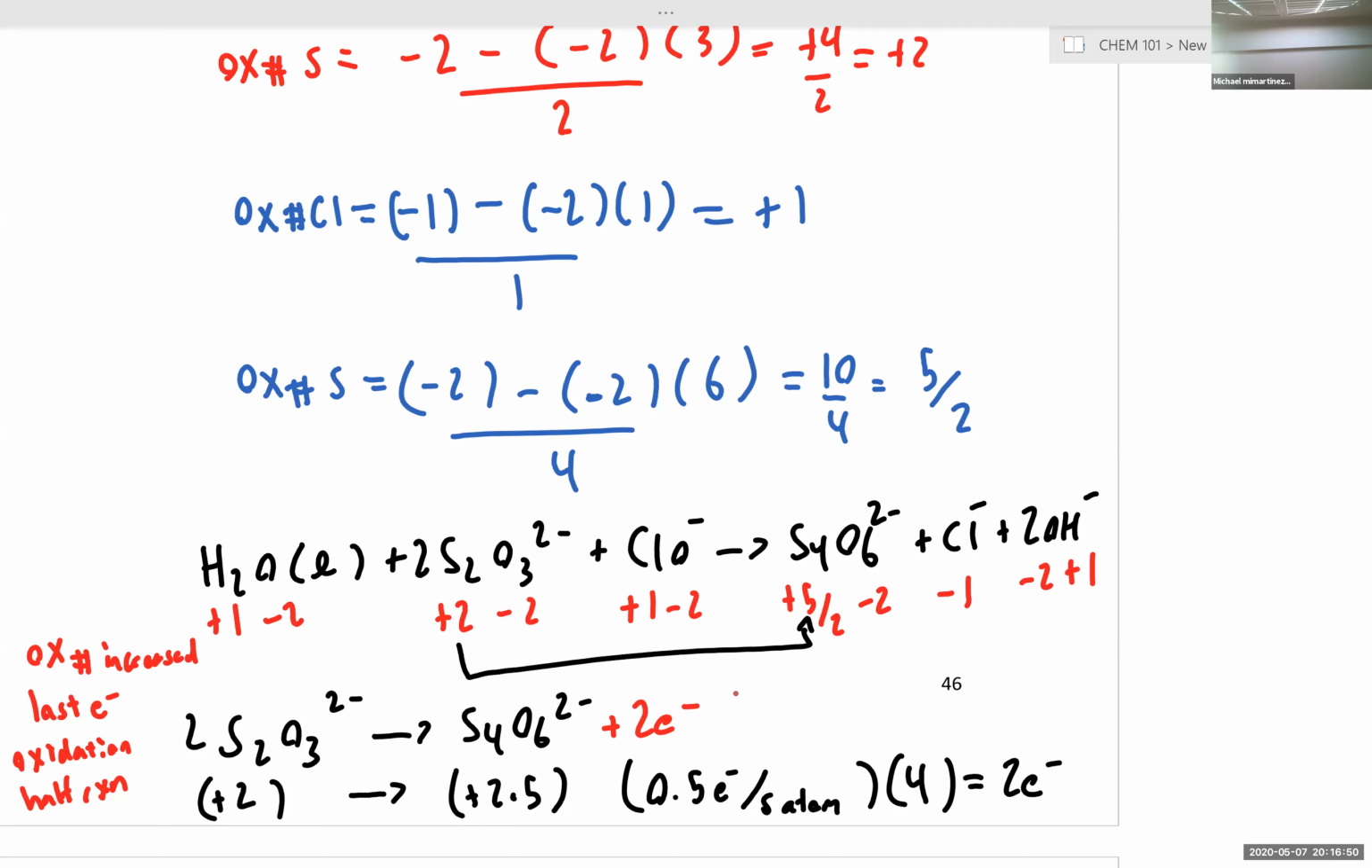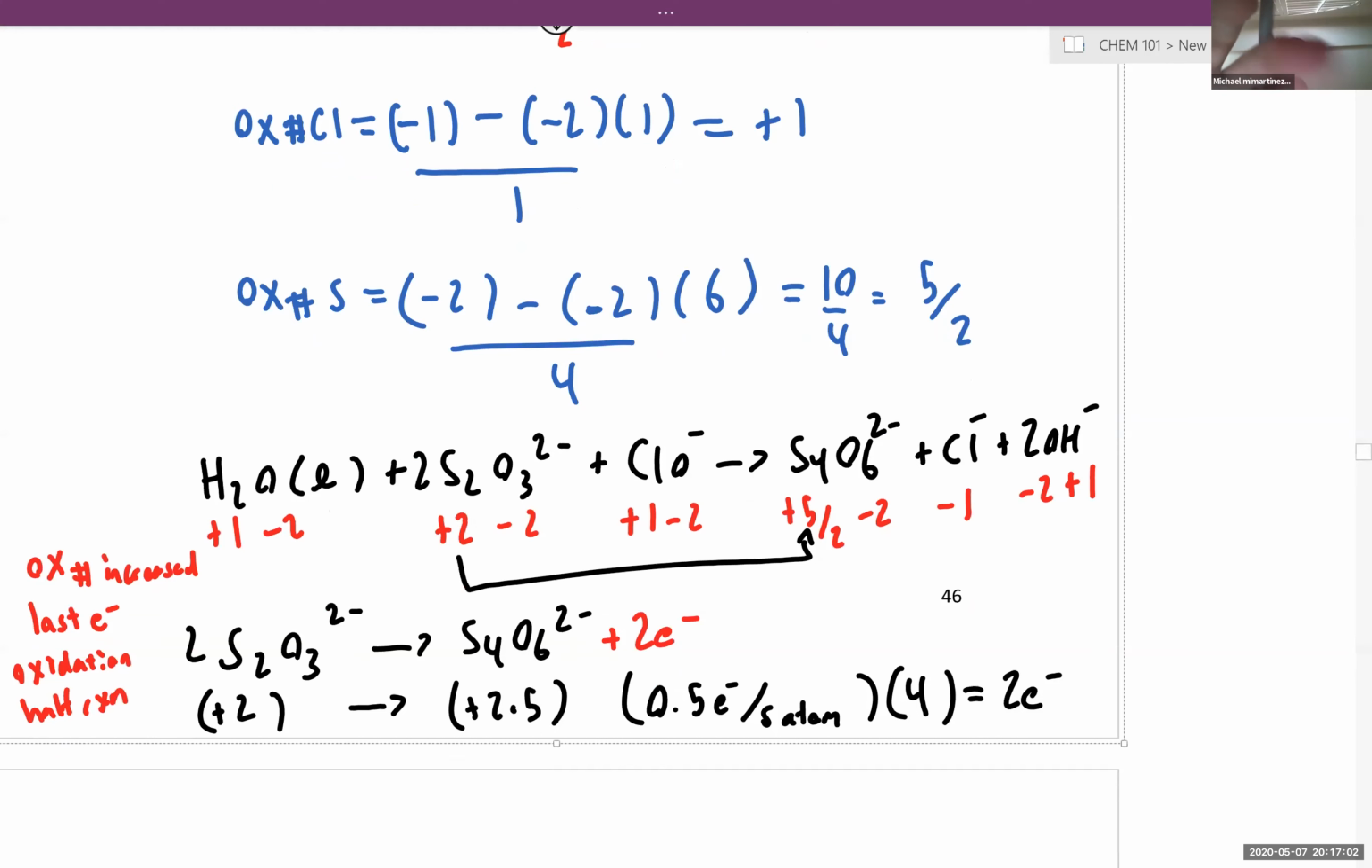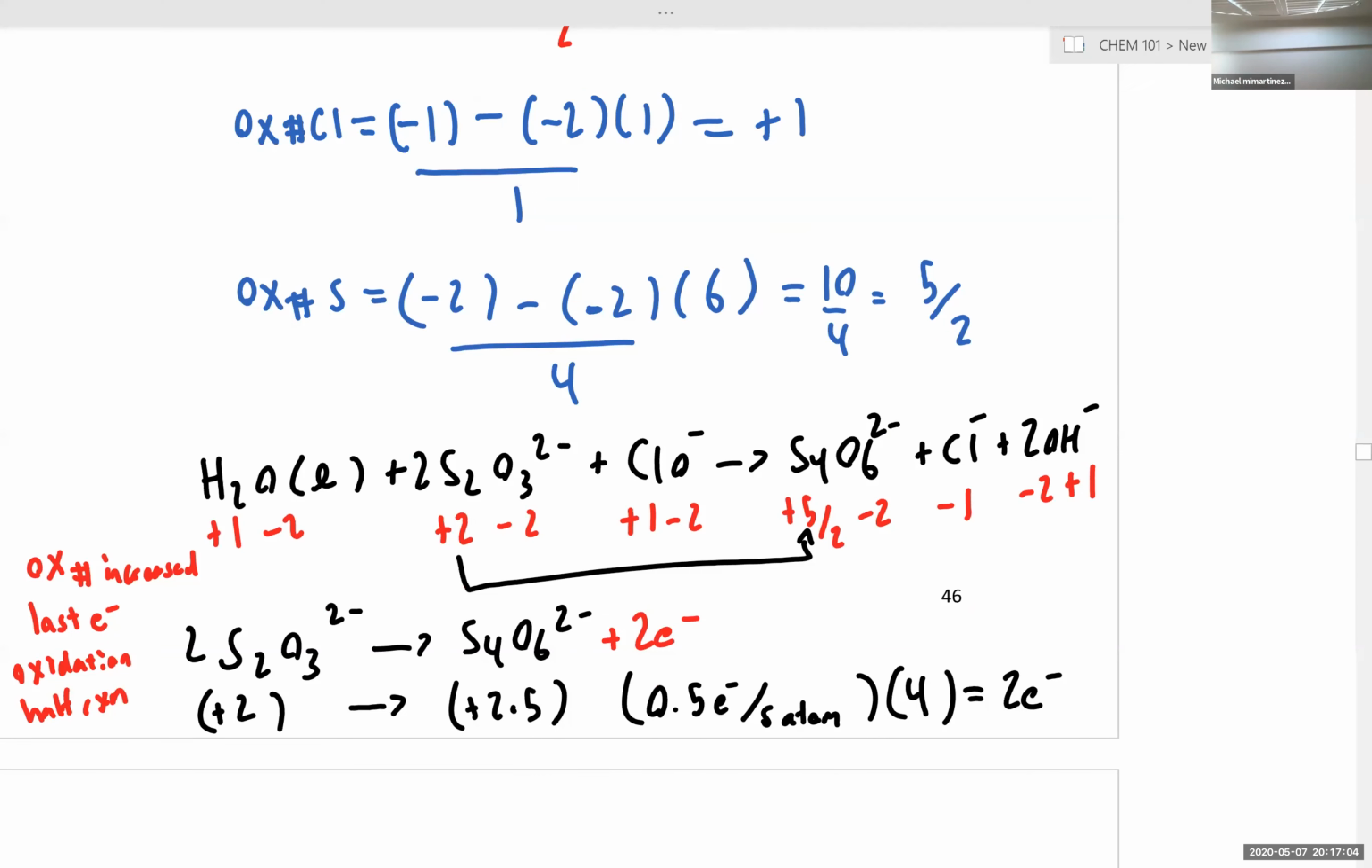Does that make sense? So if your oxidation number goes up, you lose electrons, your electrons go on the right. Let's look at our other half reaction. Is there any species where our oxidation number decreased?